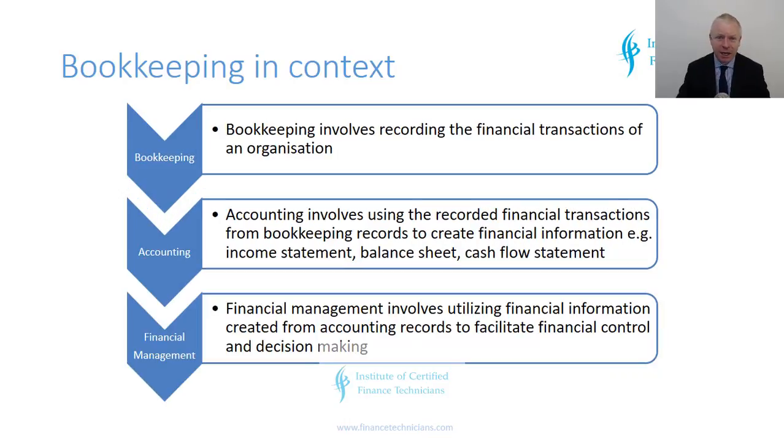Then we look at financial management. What does that involve? Financial management involves utilizing financial information created from accounting records to facilitate financial control and decision making. So the information that's contained within the primary financial statements enables financial control to be exercised over an organization, and it will also facilitate the ability to make decisions regarding resource allocation within a particular organization. So the starting point of the financial system of any given organization is bookkeeping. Then the next step in the process is accounting. And then after that is financial management, which is concerned with financial control and decision making.